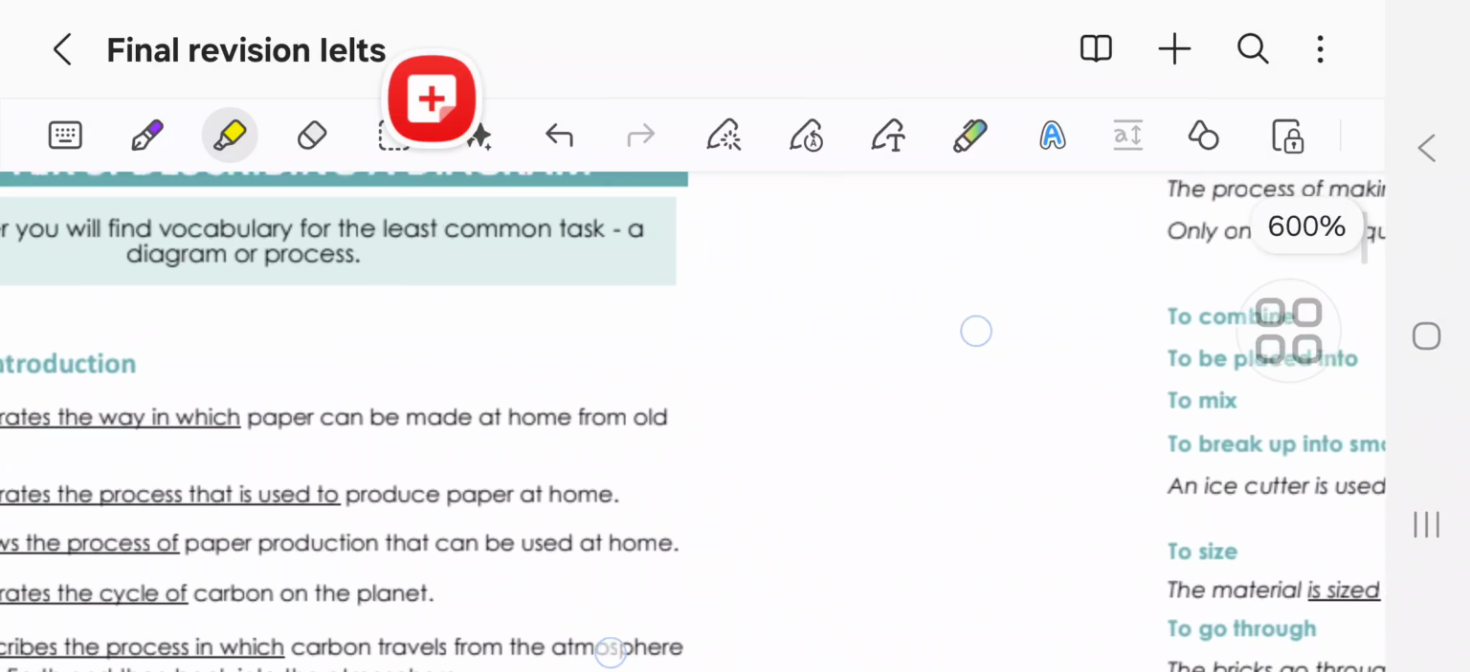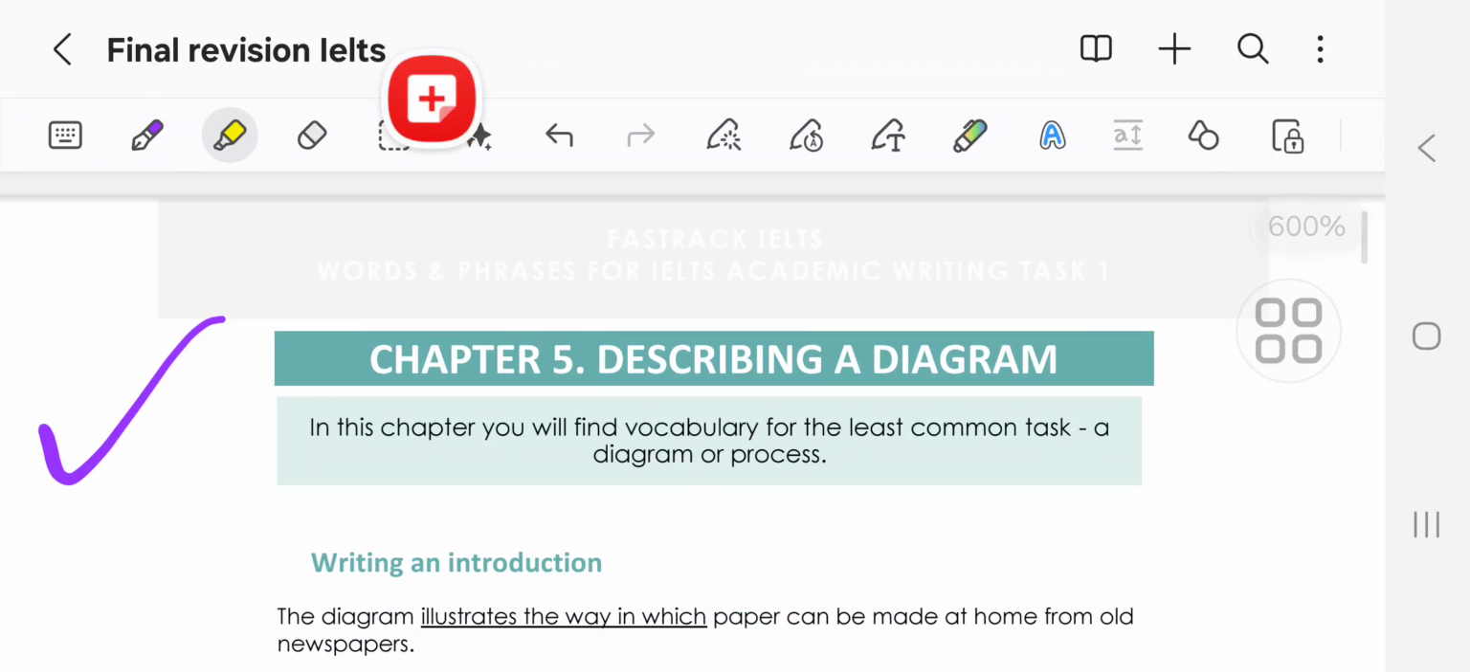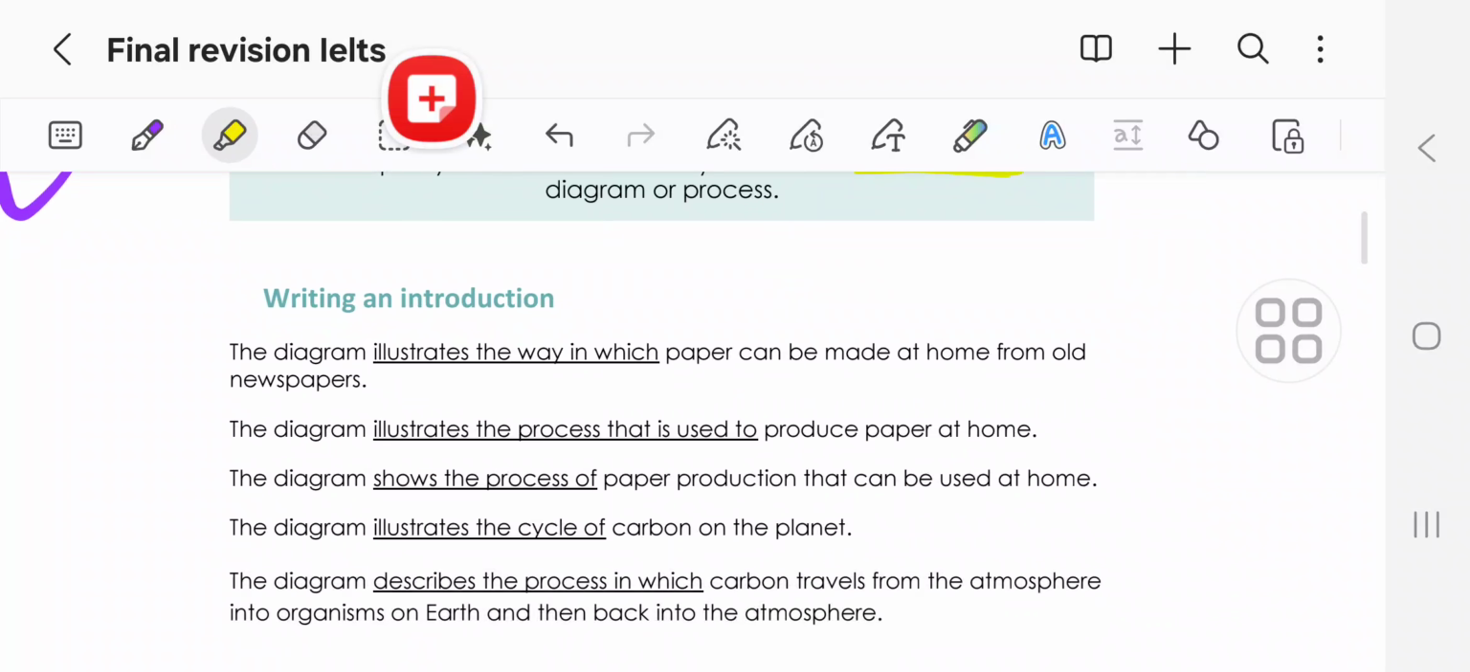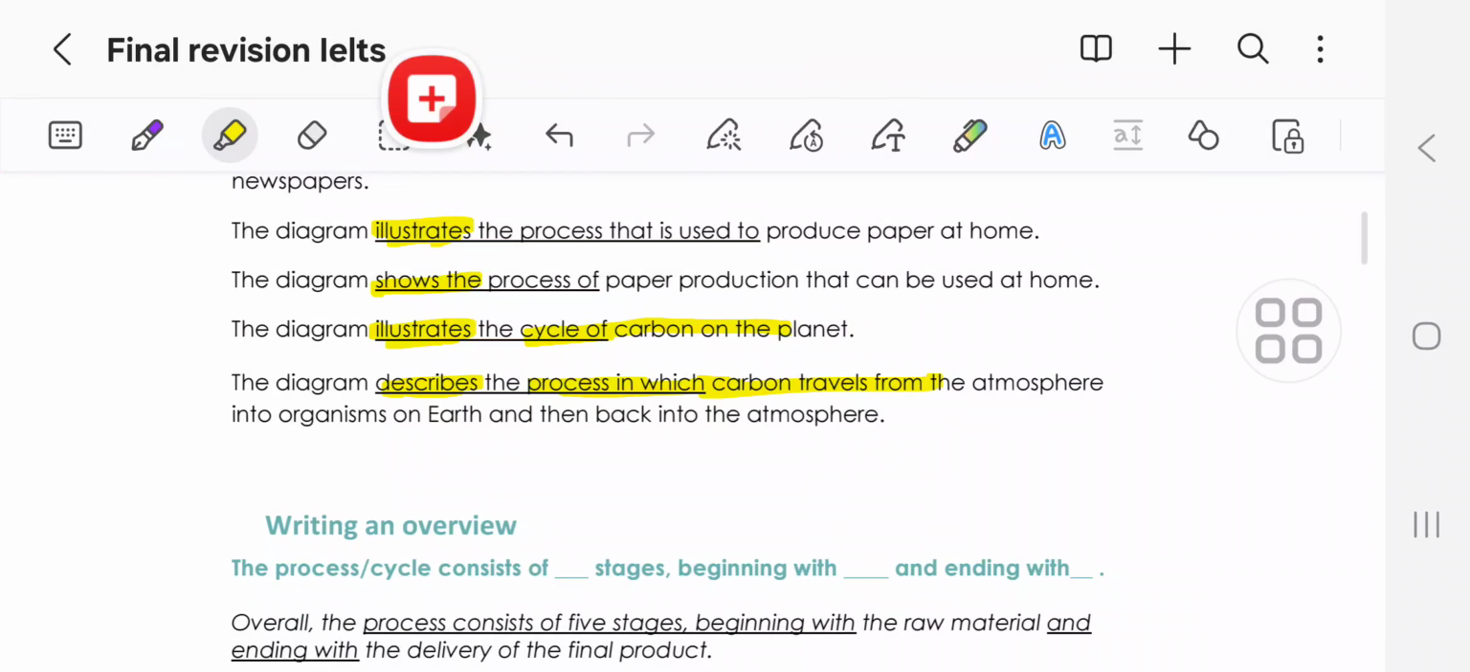Now you're talking about describing a diagram. In this chapter we'll find the vocabulary for the least common task, the diagram, so we will not spend much time on that. A simple diagram illustrates the way in which paper can be made at home from old newspaper. The diagram shows the process of paper production. The diagram illustrates the cycle of carbon. The diagram describes the process in which carbon travels from the atmosphere to the earth and back.